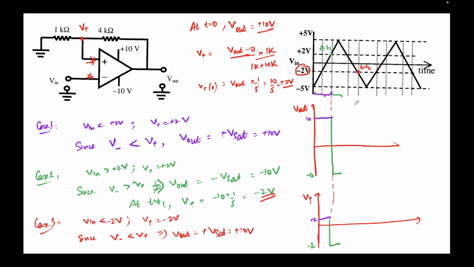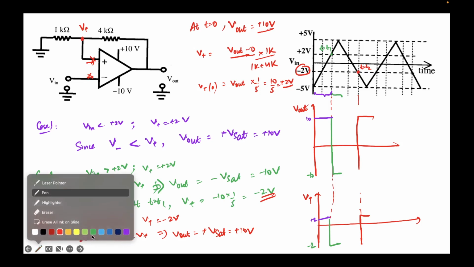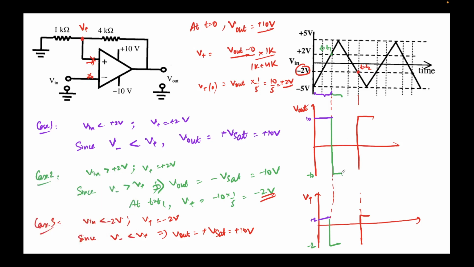So at this junction, it's again going to rise to plus 10 volts. And correspondingly, V plus will also rise to plus 2 volts, because V plus, we know, is given by a potential divider over here. So now I'll just complete the green curve which was missing. It will be like this, and it will be like this.